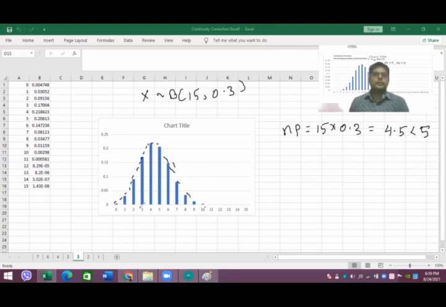And then in this case, nq equals 15 times q, which is 1 minus p, that is 1 minus 0.3, so 15 times 0.7, and this is bigger than 5. So these two, np and nq, are not in the same direction.